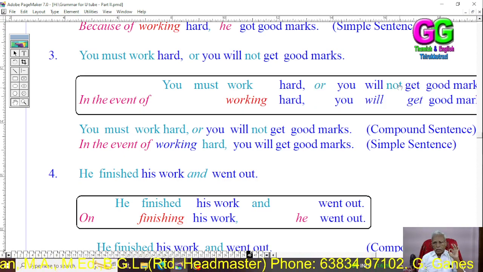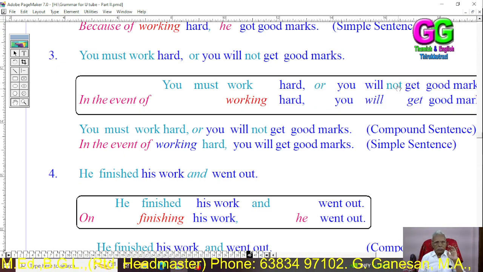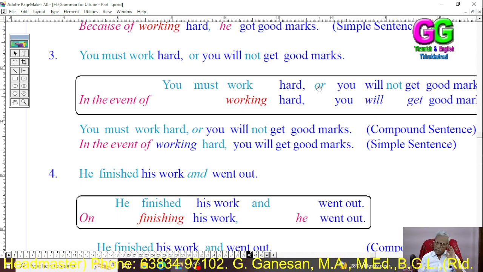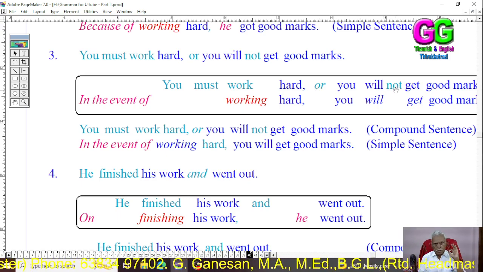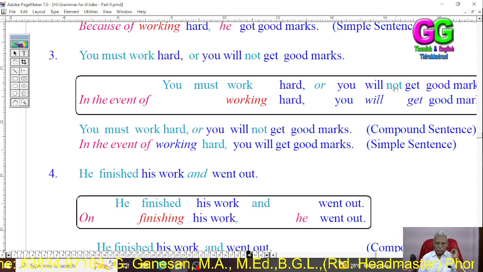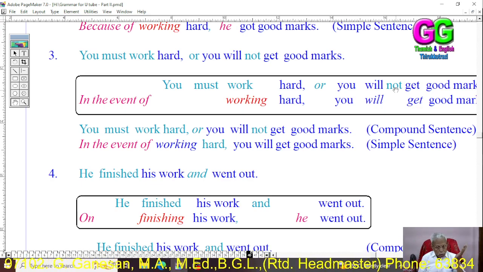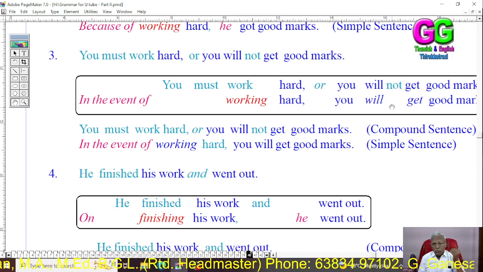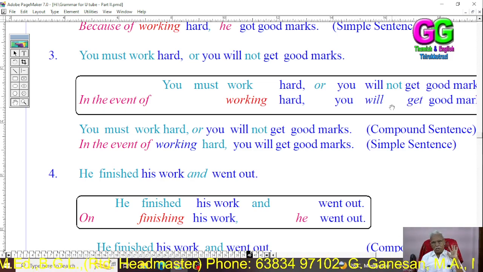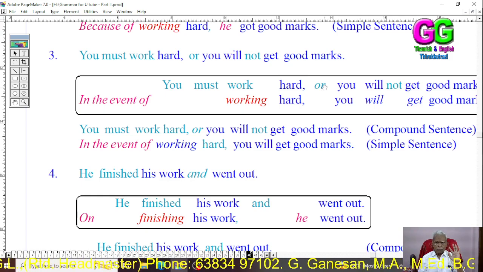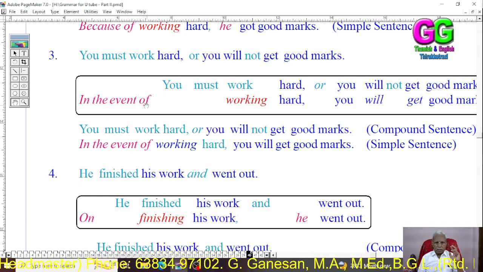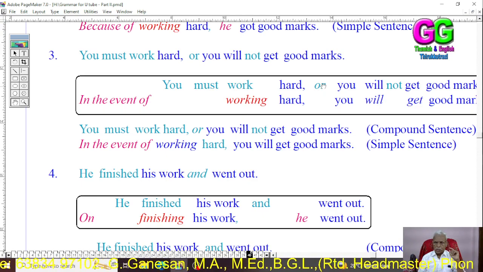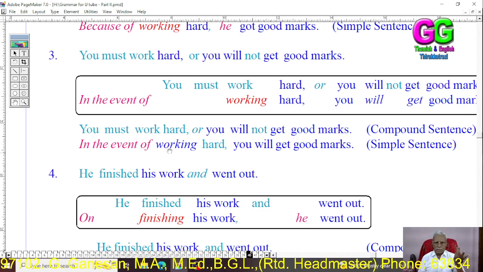When we remove the "or", we should remove the "not" in that sentence. When the conjunction is "or", there must be a "not" after it. That should be removed. If there is no "not", then we have to use "not" when we change it into the phrase or complex. Okay, so four changes. The phrase "in the event of"; "you" and "must" dropped; "work" becomes "working". Three changes: "or" removed, "not" removed. Then all other things are kept.